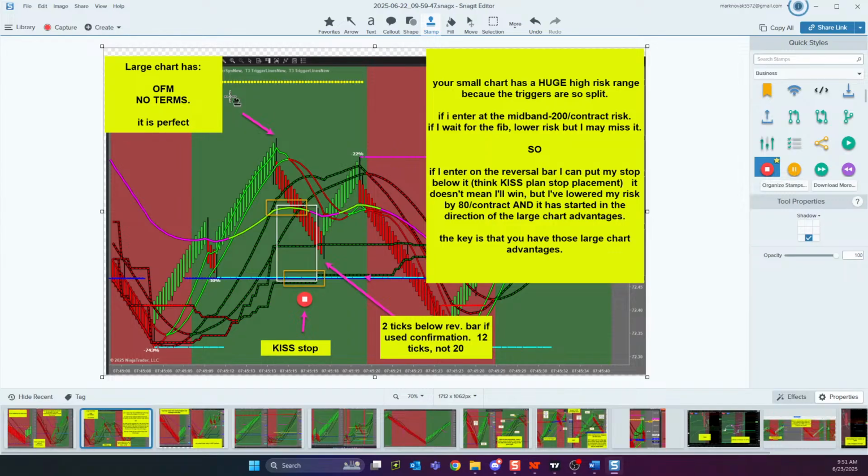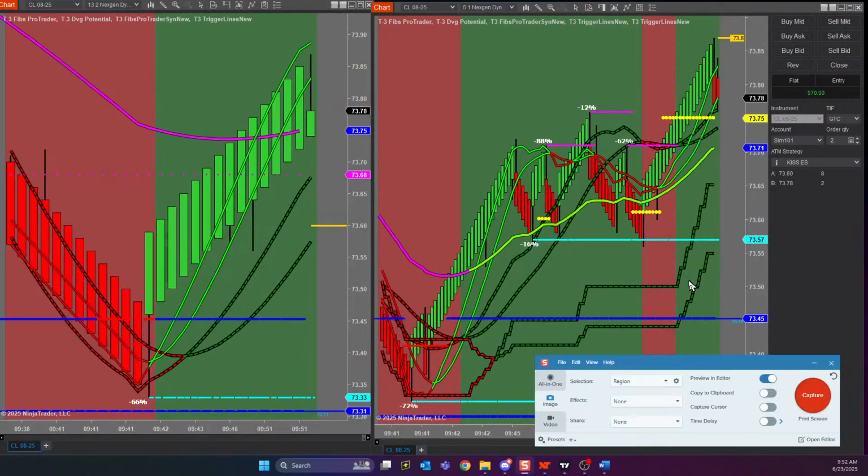And a lot of you will say that. A lot of you aren't comfortable with 200 plus of risk. So if your small chart has a huge risk range because the triggers are split, if I enter at this mid band, it's like $200 per contract. We just saw that live in crude oil. If I enter on the reversal bar, I can put my stop below it. That's in the KISS plan for stop placement. And it doesn't mean I'll win, but it means that I've lowered my risk by $80 per contract. Notice that it closes the gap back to the large triggers, guys. That's a big piece of it.